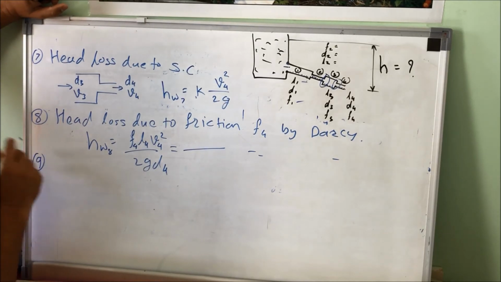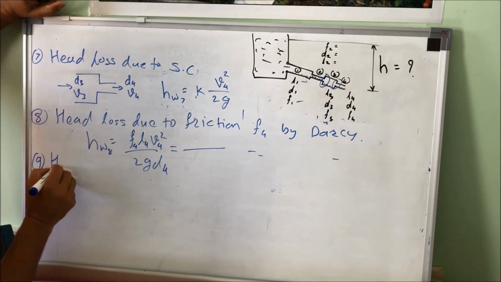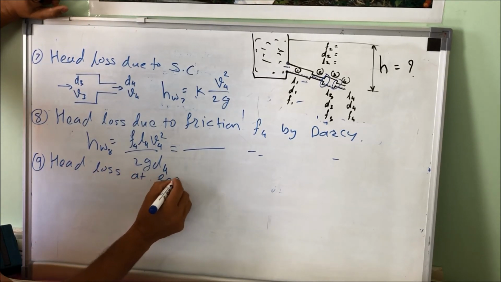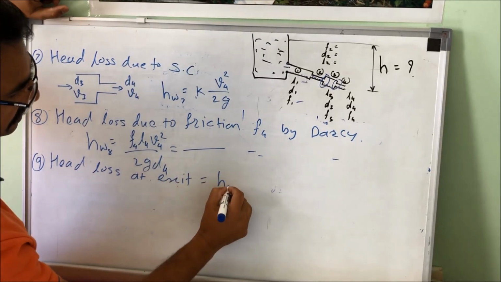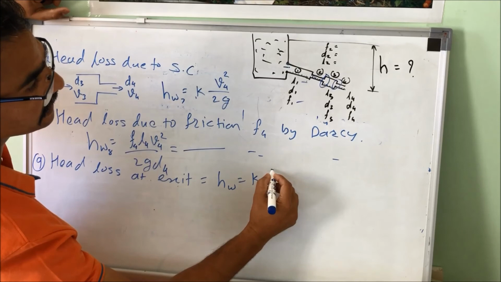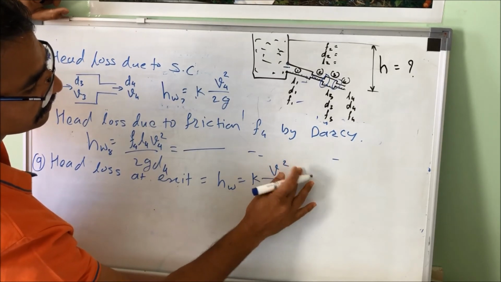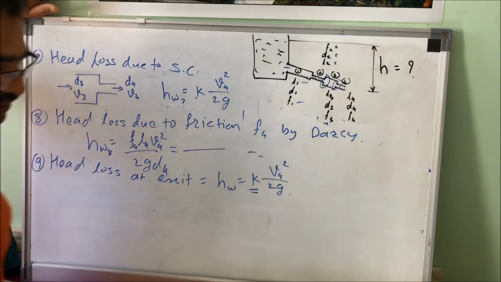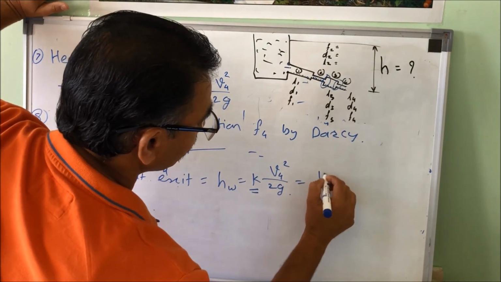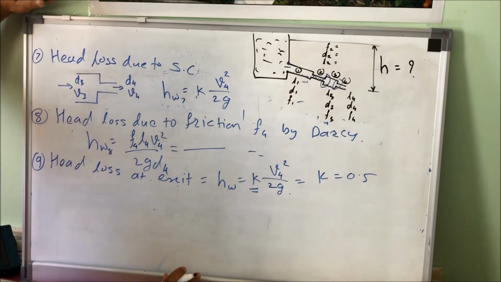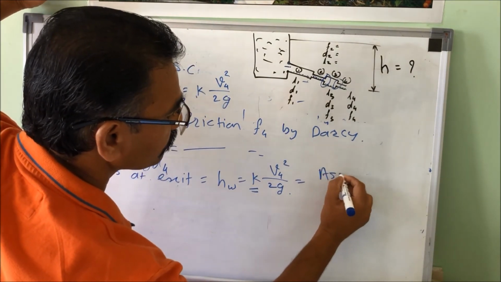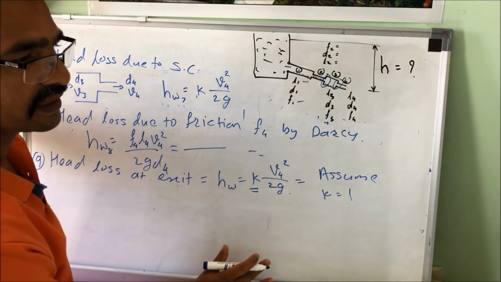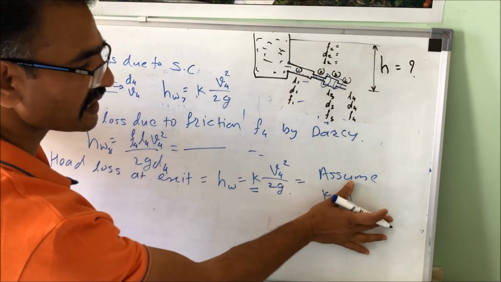Now last, I told you before, 9. Head loss at exit is equal to HW is equal to K. What is the velocity at exit? V4. V square over 2G. Now how to find K? Sometimes in a problem the K is given as 0.5. If it is not given, assume K is equal to 1, there will be no effect. So there should be some standard to assume.